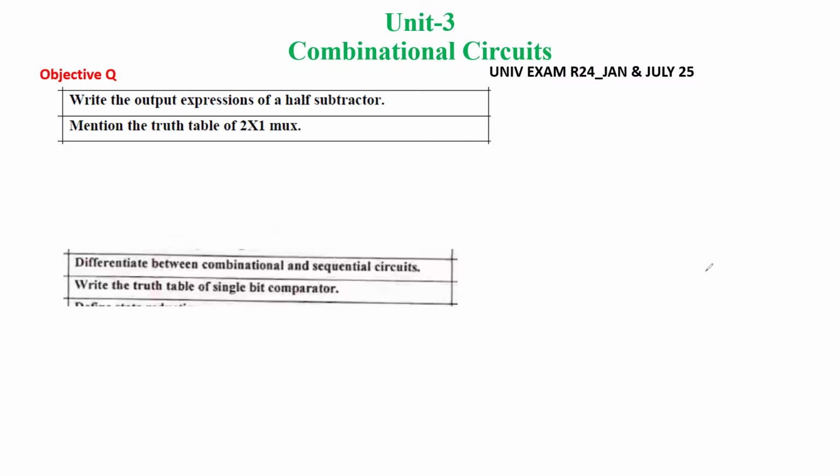These questions are related to combinational circuits. So, what is a combinational circuit? You know that its output will depend only on the present input. Now the first question is: write the output expression of a half subtractor.